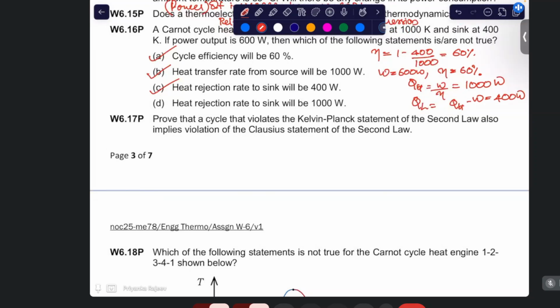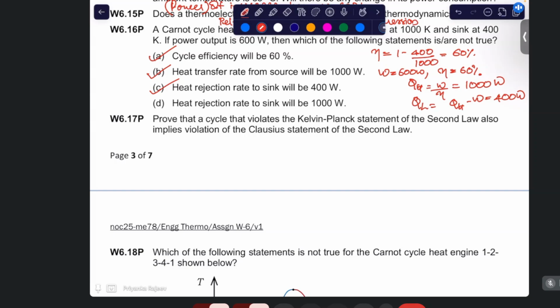Now, 17th question. Prove that a cycle that violates the Kelvin-Planck statement of the second law also implies violation of the Clausius statement of the second law. We have done this question before. So Kelvin-Planck violation means, the inverse of Kelvin-Planck statement will be what? You can extract work from a single reservoir with no other effect.